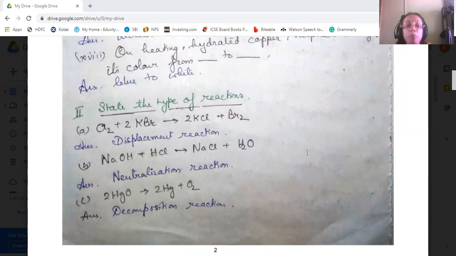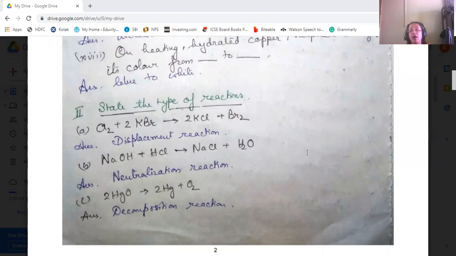Then NaOH plus HCl. NaOH is a base, an alkali, and it reacts with an acid, HCl, hydrochloric acid, to form salt and water. The salt is sodium chloride. So this reaction is a neutralization reaction.